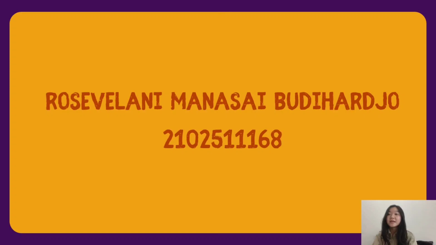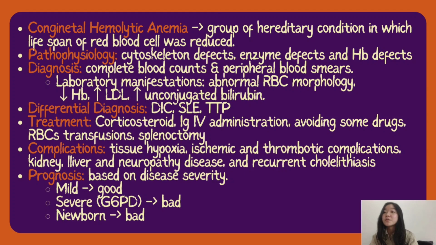My name is Rosevelani, and now I will be presenting about the conclusion of our student project. So, congenital hemolytic anemia, or CHA, are a group of hereditary conditions in which the lifespan of red blood cells is reduced. The pathophysiology are cytoskeleton defects, enzyme defects, and hemoglobin defects. The gold standard for the diagnosis of CHA are complete blood counts and peripheral blood smears. The laboratory manifestations are abnormal RBC morphology, low hemoglobin level, high LDH, and high unconjugated bilirubin.